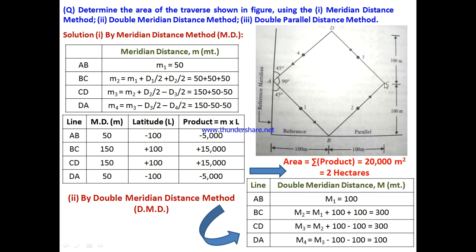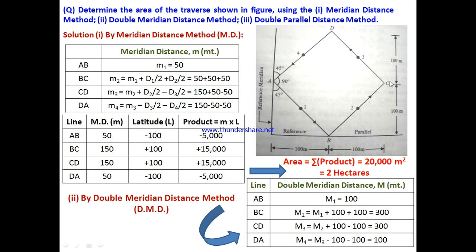Now you can see meridian distance for point D. So meridian distance for point D will be equal to, first we need to move up to this direction, then this direction, and then we need to come to point D. Or we can say double meridian distance of line CD will be equal to meridian distance of C plus meridian distance of D.